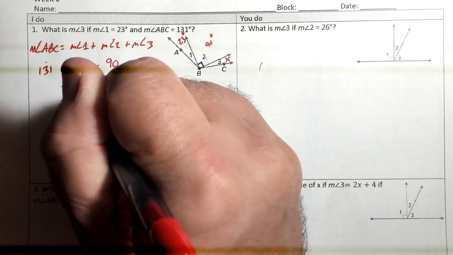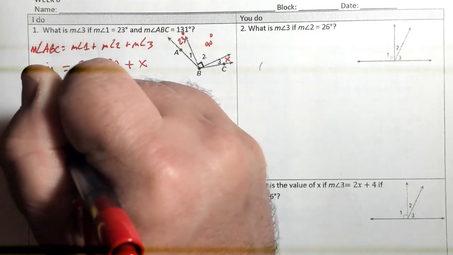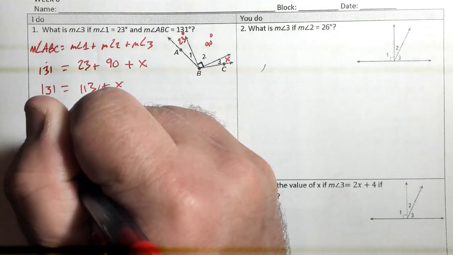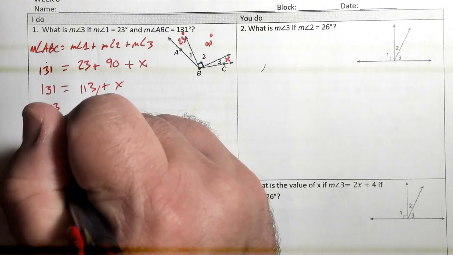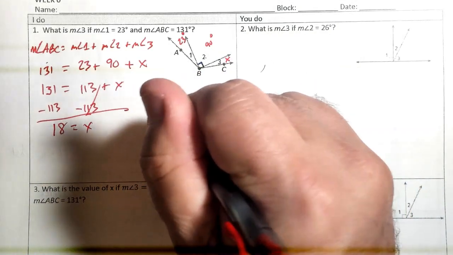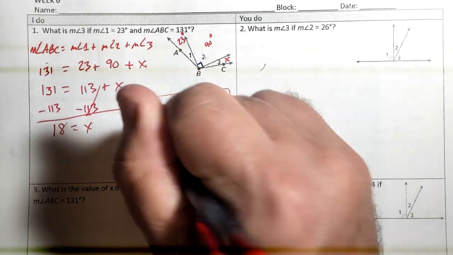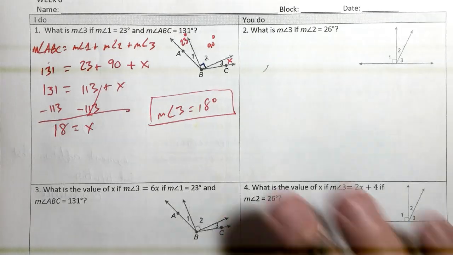90 plus 23 is 113. We're going to subtract 113 from both sides. Excuse me 1 second. Okay, sorry. Alright, so 131 minus 113 is 18. So x equals 18, or the measure of angle 3 is 18 degrees. Okay? Alright, number 2 is a you-do. Please pause here, work the problem, and then unpause. We'll see how we did together.